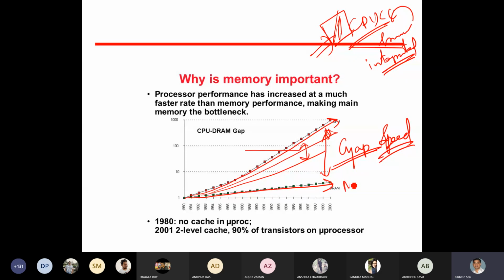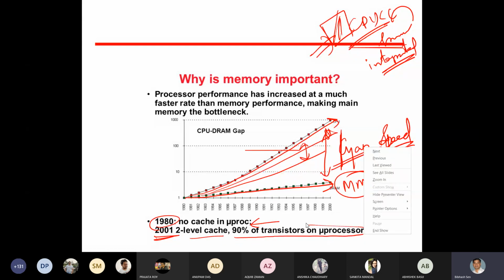That's why the main memory alone is not sufficient to minimize the gap. So what should I do? In 1980, there was no cache. But in 2001, there was two-level cache, and 90% of the transistors in the microprocessor increased. So these are the situations coming nowadays. So what happened there? To minimize that CPU and DRAM gap, here I mentioned DRAM, no issue, mostly DRAM is used.